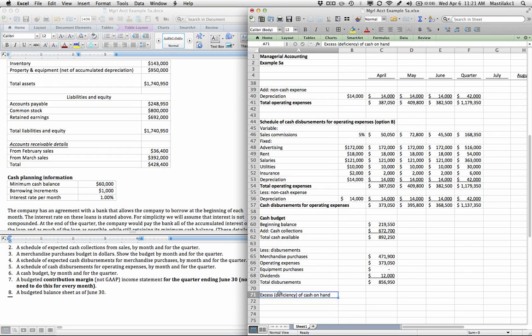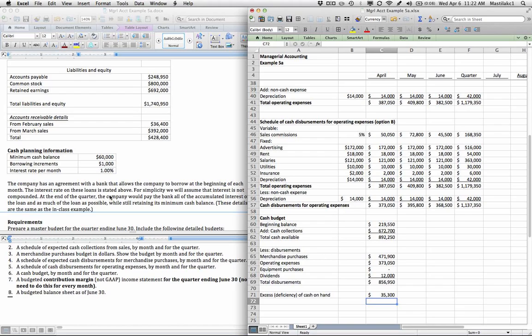So this line item is sort of a temporary subtotal. I often see it called something like excess or deficiency of cash on hand. And in a sense, we have an excess because we will have $35,000. We're not going to completely run out of cash. However, we have a minimum balance requirement according to company policy of $60,000. And given the terms that we have with the bank, we need to borrow in increments of $1,000.